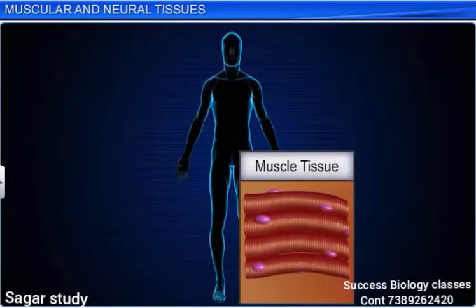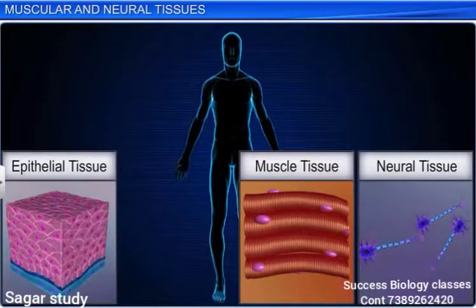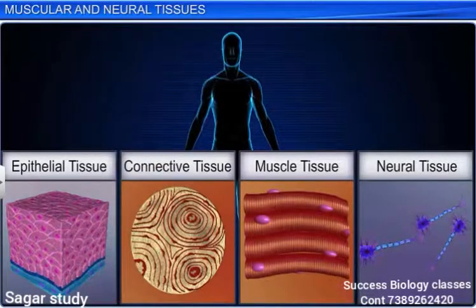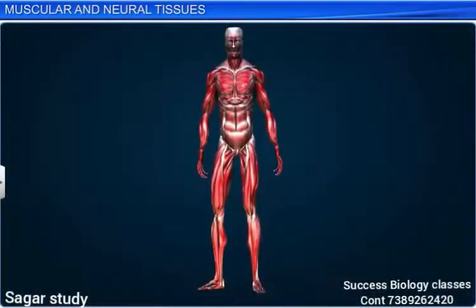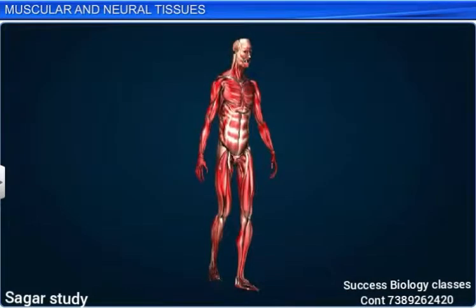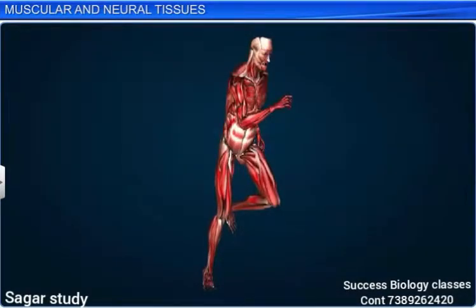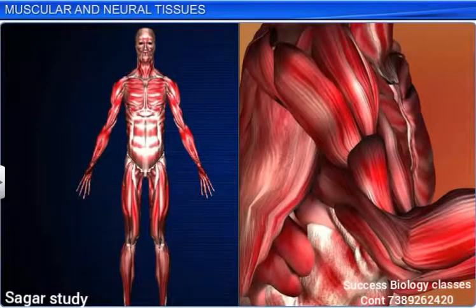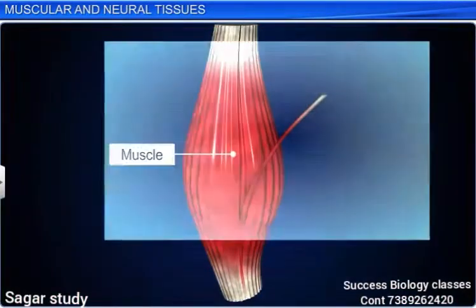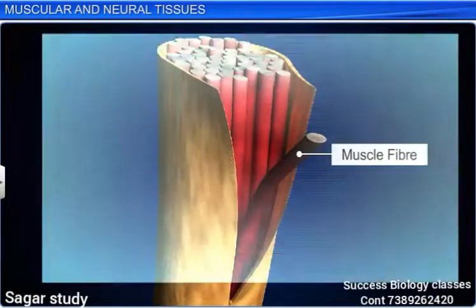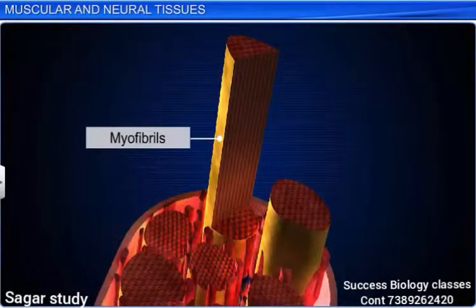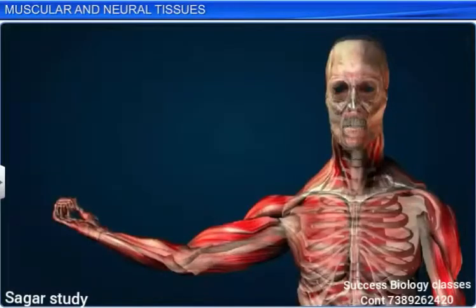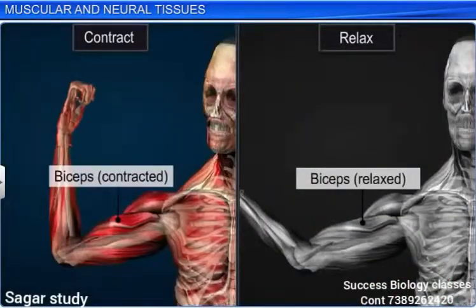Animals also possess muscle and neural tissues along with epithelial and connective tissues. Muscles help in body movements as well as movements of internal organs. Each muscle consists of many long, cylindrical fibers arranged in parallel arrays called muscle fibers. These muscle fibers consist of several fine myofibrils. These muscle fibers contract and relax in a coordinated manner and bring about body movements.